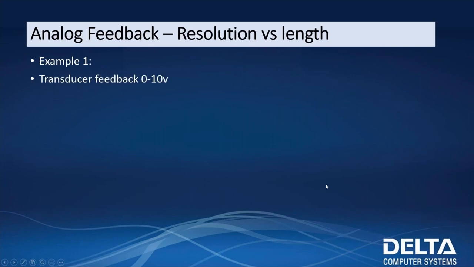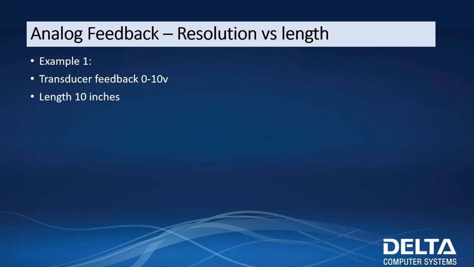Okay, resolution versus length. Let's talk about analog transducers and resolution versus length. This is an important one. So I'm going to give you 2 examples. Example 1, transducer feedback 0 to 10 volts. That's pretty common. That's what I've got set up right now with my Gemco transducer.